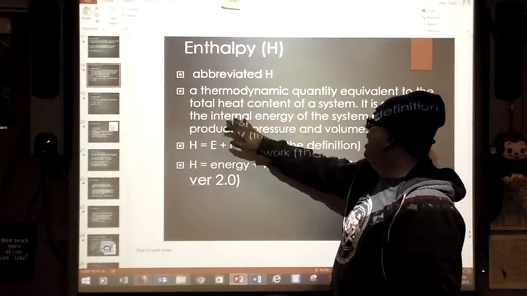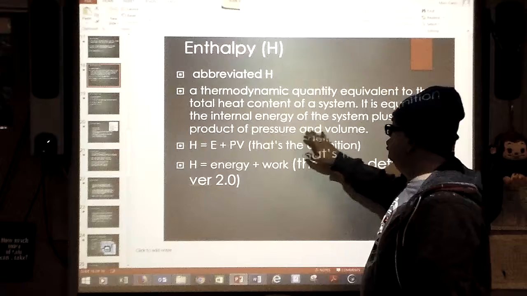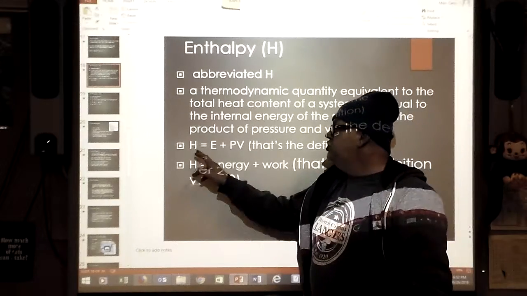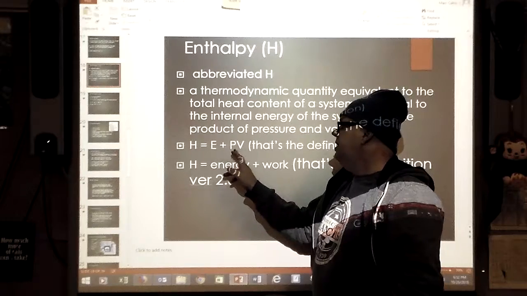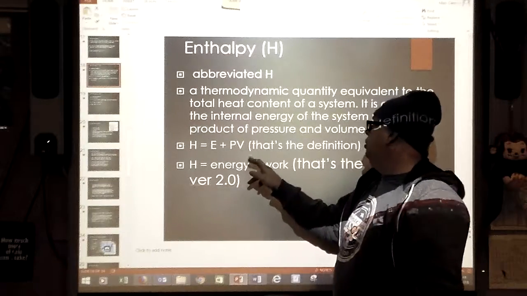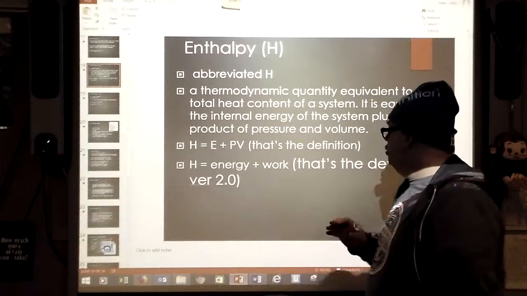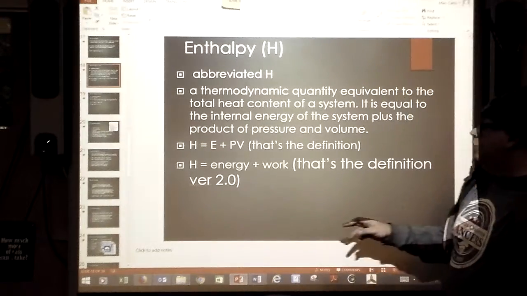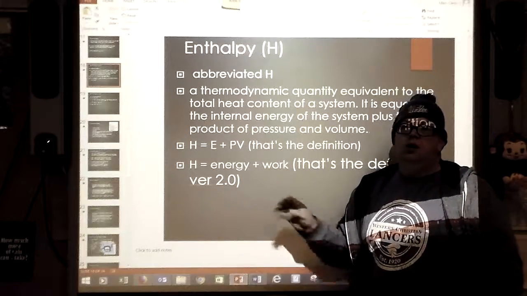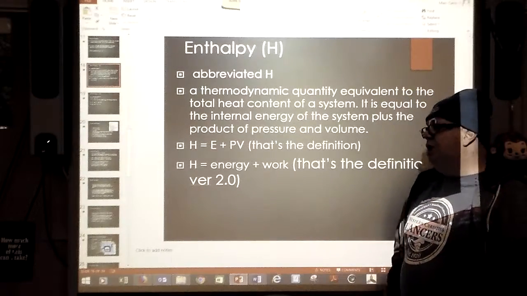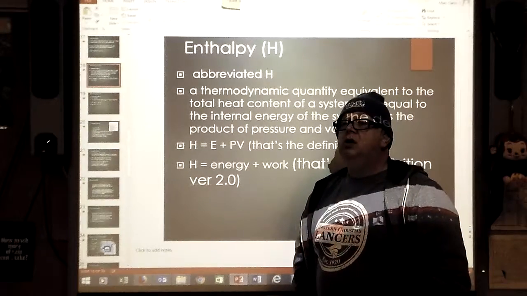It is equal to the internal energy of the system plus the product of pressure and volume. Or H is equal to E, meaning energy, plus PV, which is pressure times volume. Now that's the definition. Now if I changed it and said the definition version 2.0, enthalpy is the energy plus the work of the system. That's what it is. Now normally you're not going to see H by itself.